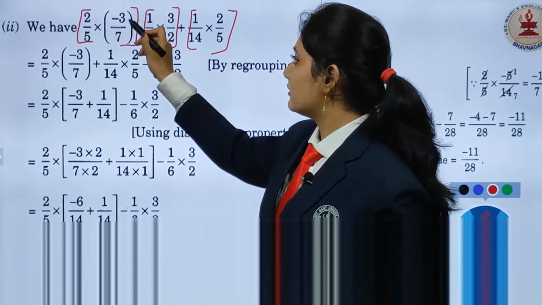Where were we? We were here solving this sum, this step, and we have solved that minus 6 plus 1 upon 14. So it will be minus 5 upon 14. Then here we are solving. See, 3 ones are, 3 twos are. Only this much we can solve. Now numerator is 1 into 1, and denominator is 2 into 2. So what is left here?